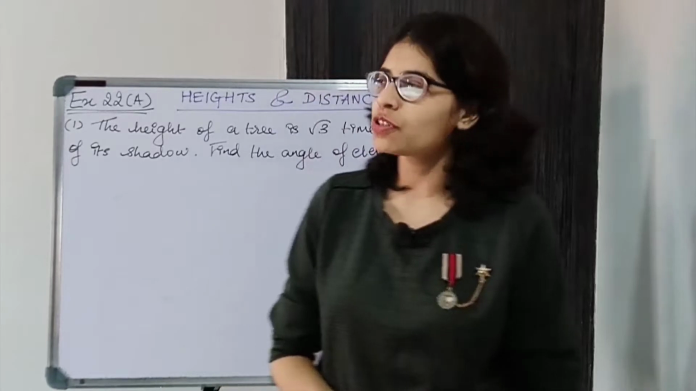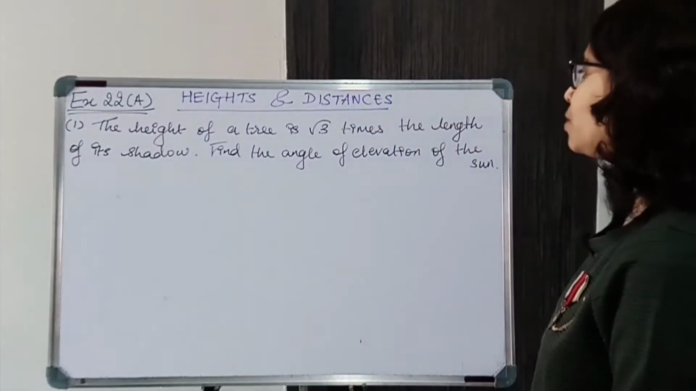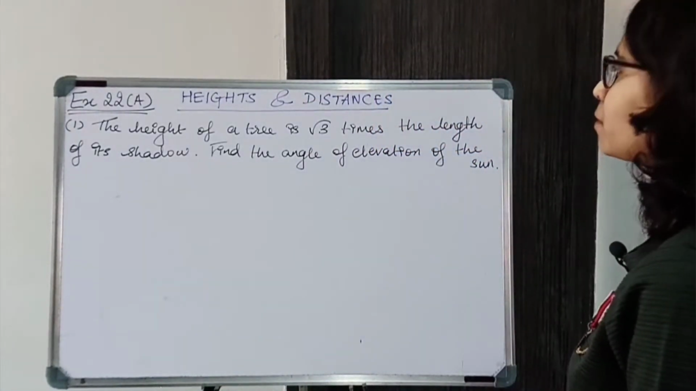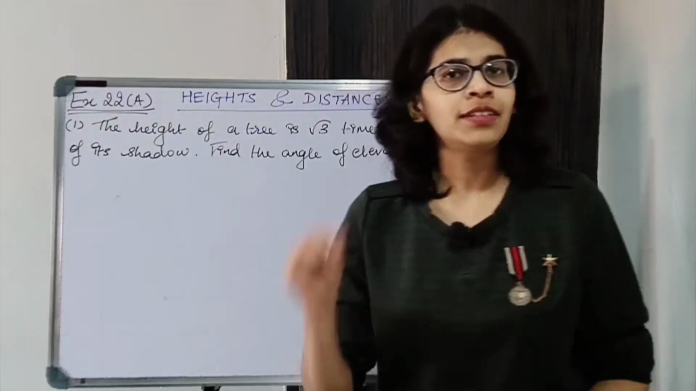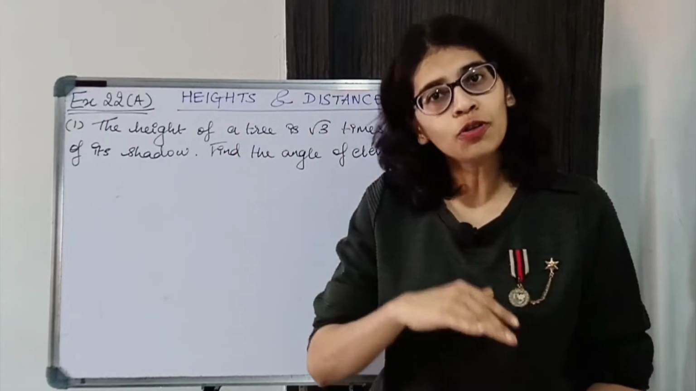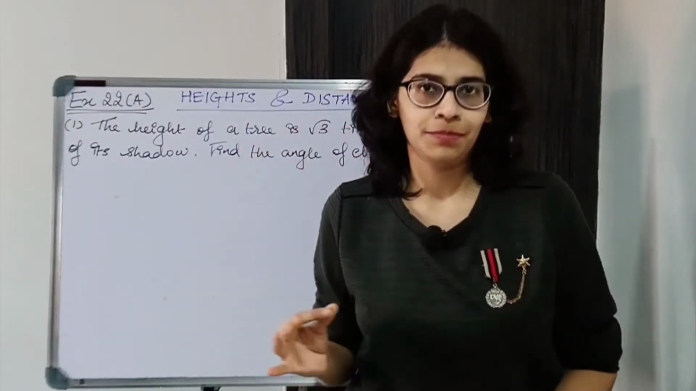Starting with question number 1, the height of a tree is √3 times the length of its shadow. Find the angle of elevation of the sun. Now there is a tree, there is the shadow of the tree and there is the sun.